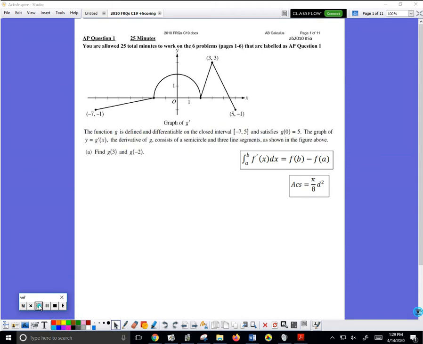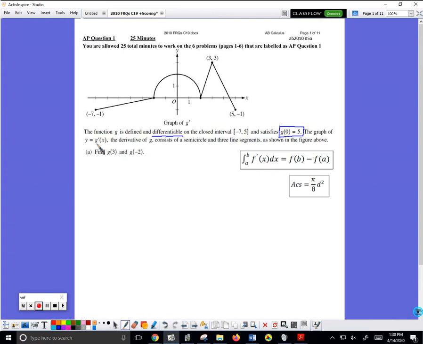So I make sure that I notice it says the function g. This is g prime though. So that the function g is defined and differentiable on the closed interval -7 to 5. The word differentiable is sometimes needed. And they say g of 0 equals 5. Might need that.